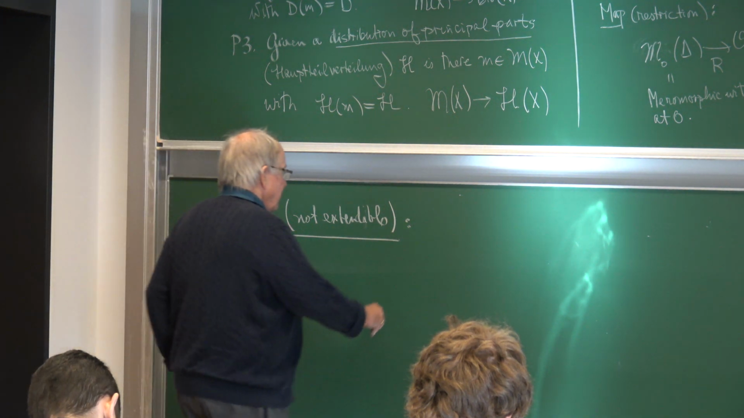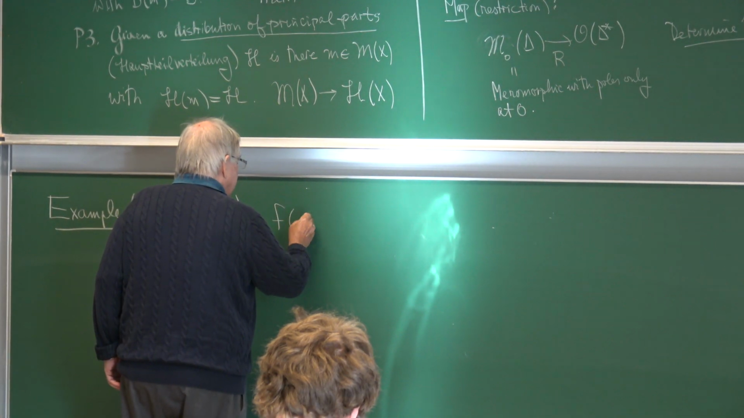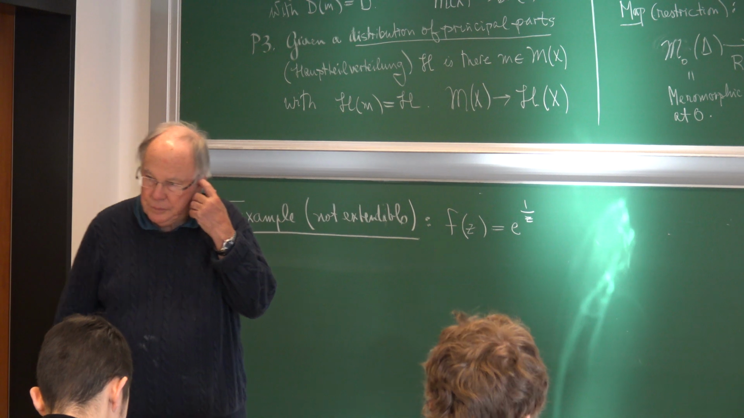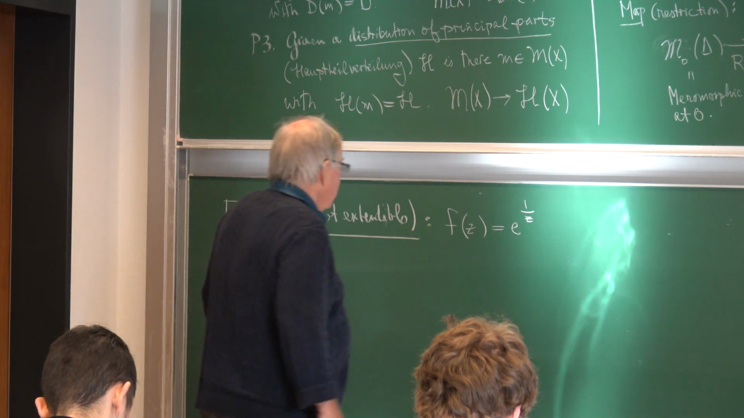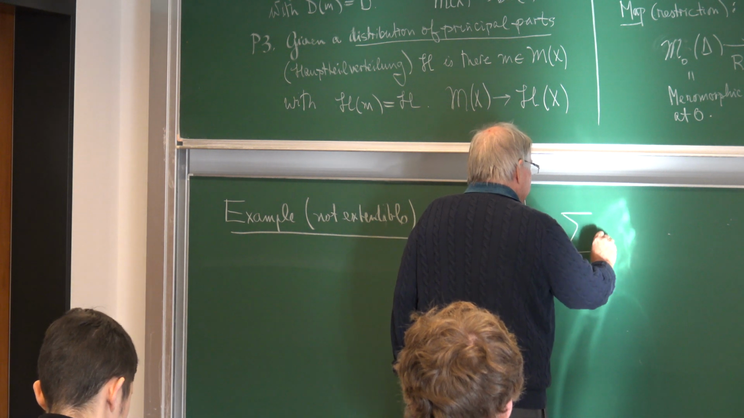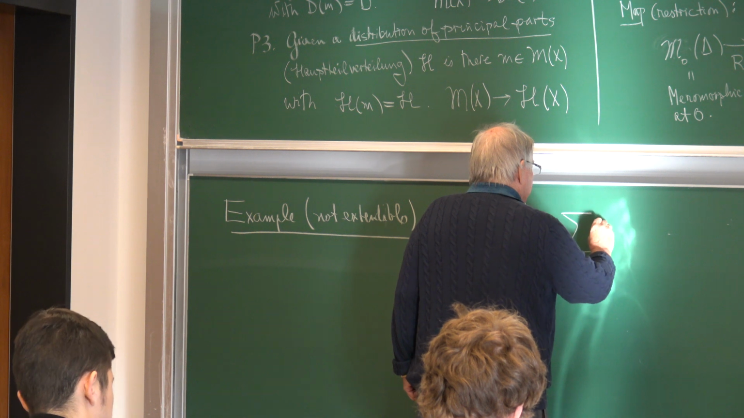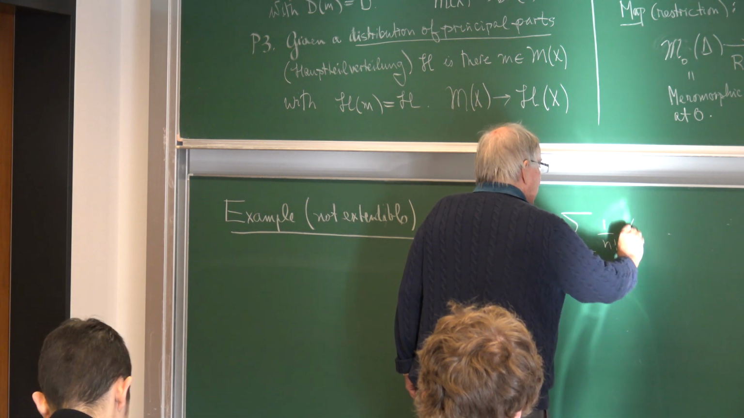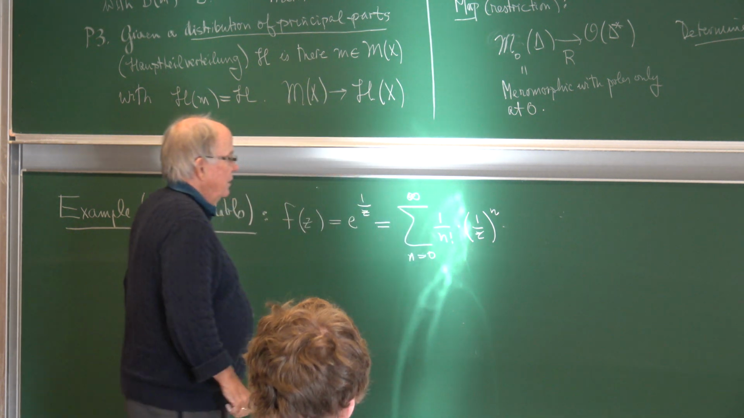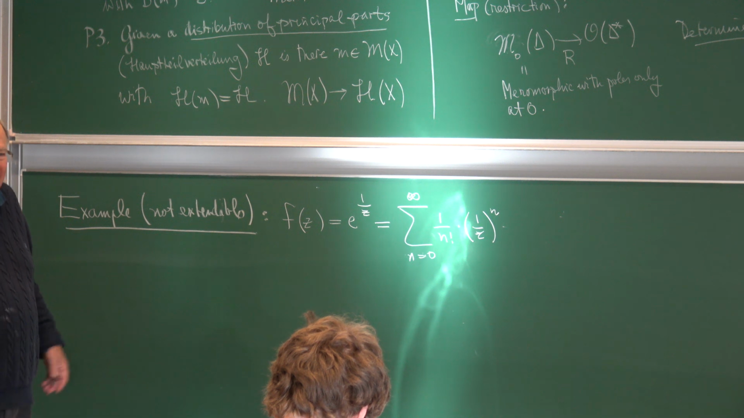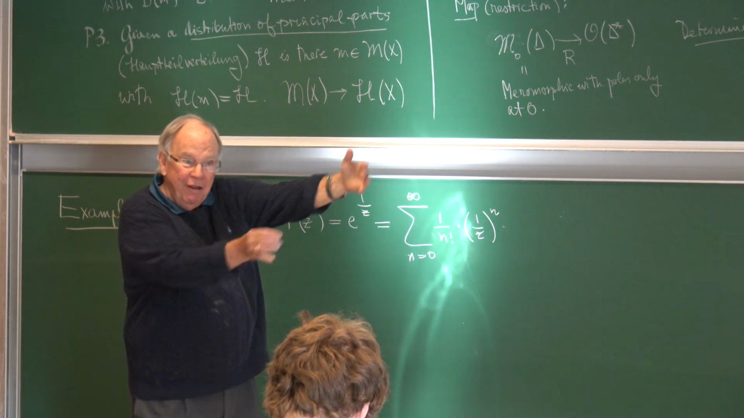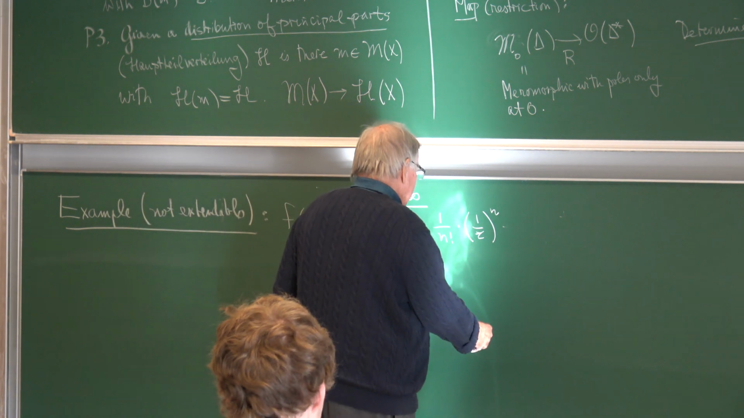Example of not extendable: f of z equals e to the 1 over z. Now, one reason you think that this is not extendable: this is a convergent power series, and we're going to talk about this in a minute. It is the sum from n equals 0 to infinity of 1 over n factorial times 1 over z to the n. So you see, this does not have a good principal part. It has an infinite principal part, in some sense.